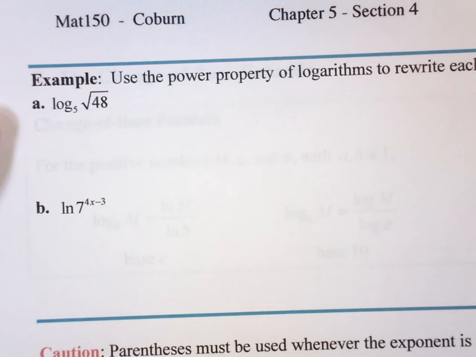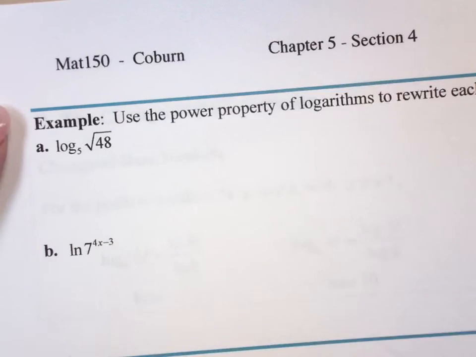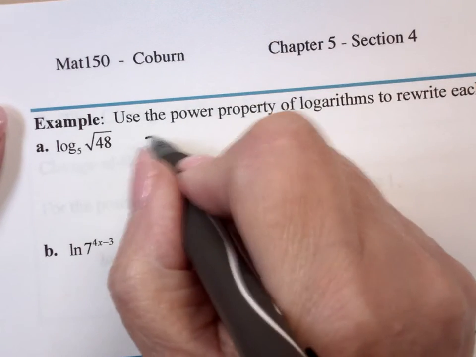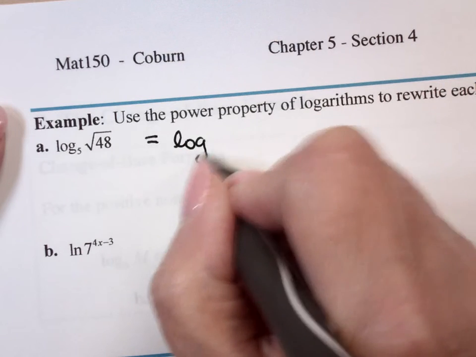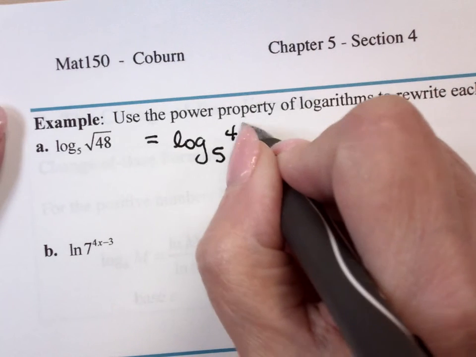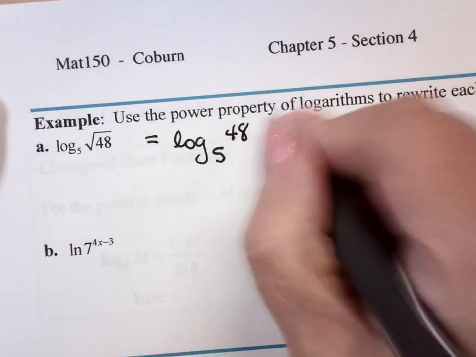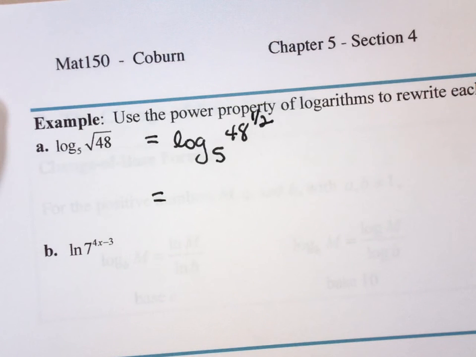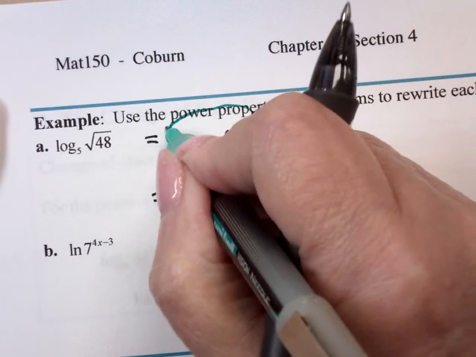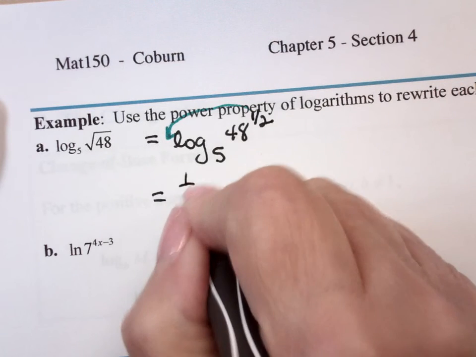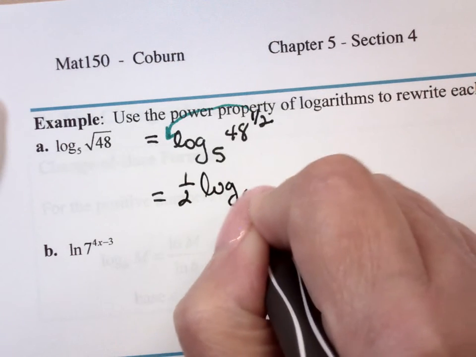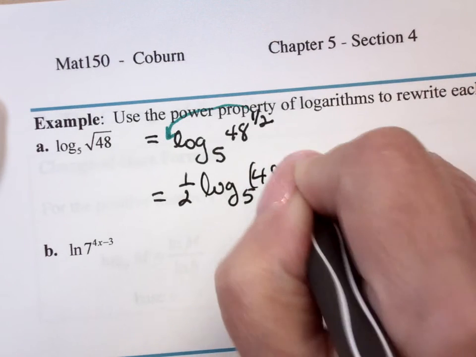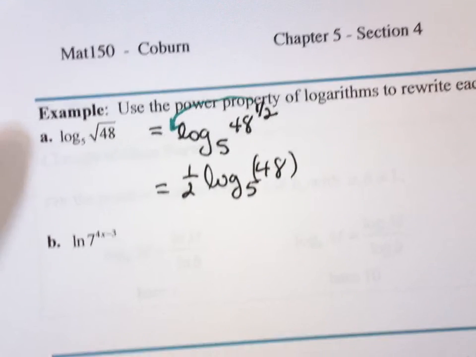Use the power property of logarithms to rewrite each term as a product. Well, that's easy peasy. Because this is log base 5 of 48 to what power? 1/2, yeah, square root. So they want you to use property 3, bring the 1/2 down in front. That's exciting, not?